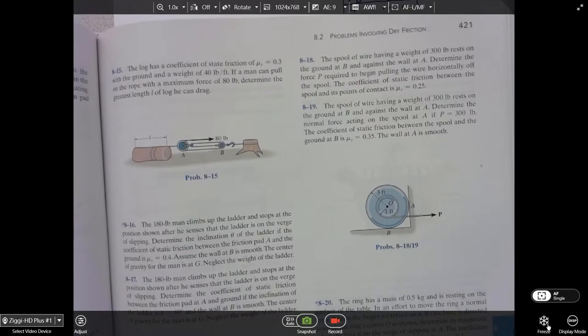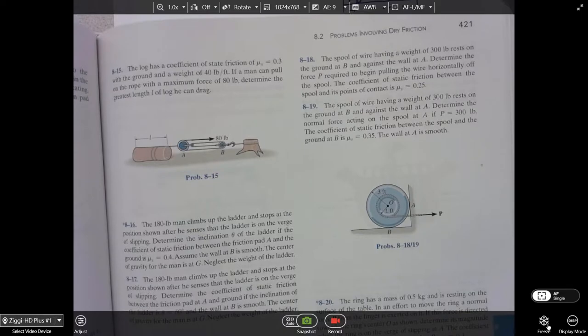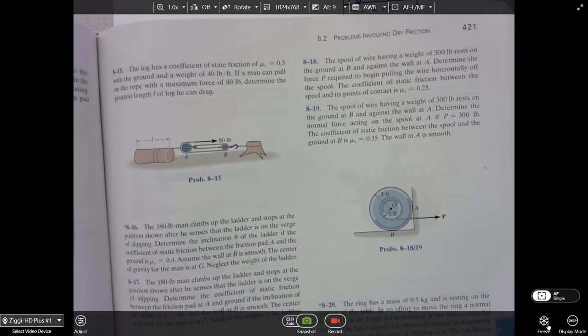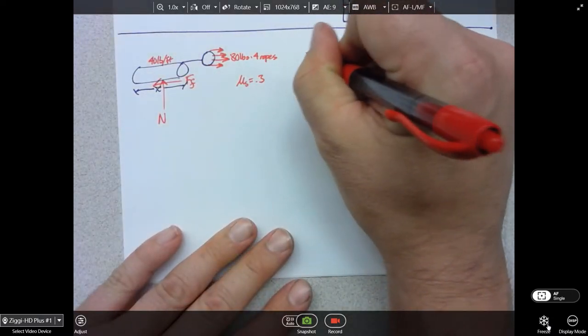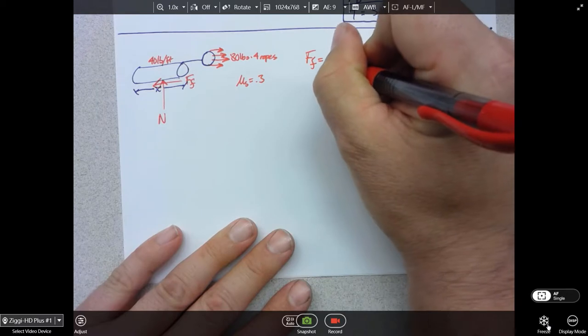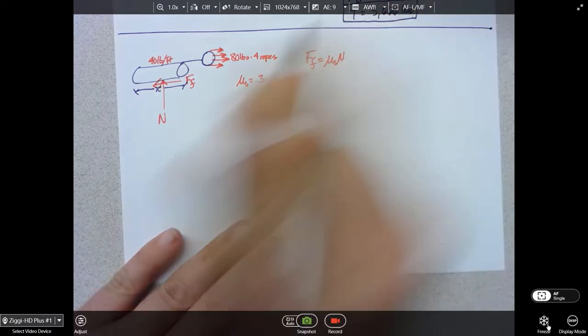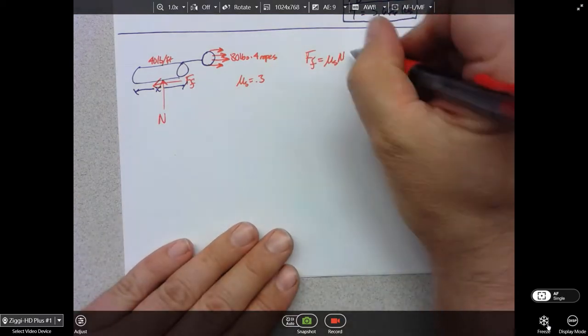So what determines that? The max friction. Yeah, he wants to be able to drag it, right? We know he can only pull it at 80, so in order to drag it, what do you have to overcome? The force of friction max. Okay. So in this case, this is a type 2 problem, and we know that the force of friction is going to be the mu static times the normal. Okay, because it's a type 2.